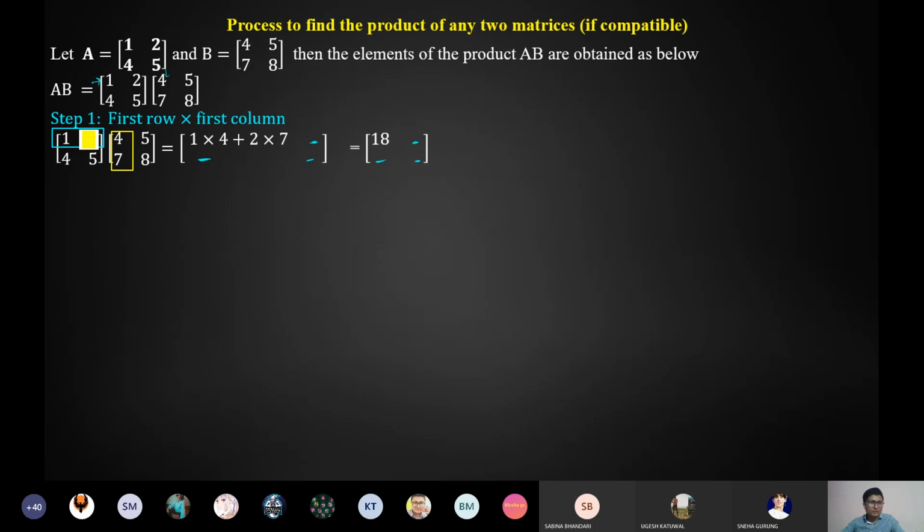If you understand these things here, I am multiplying this 1 and 2 with this 4 and 7. Okay, 1, 2, 4, 7, and I'm writing the product there. This is the first step. I'll explain all the elements step by step.